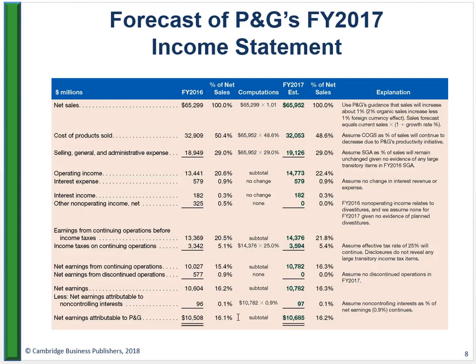Okay, fair enough. Now moving down to the second line item there, cost of products sold, the analyst forecasts a drop in cost of products sold from last year's 50% of sales to this year's 48% of sales, plus a little bit. And the explanation that they give is to assume cost of goods sold as a percentage of sales will continue to decrease due to Procter & Gamble's productivity initiative. Now, where did they gain insights into Procter & Gamble's productivity initiative? Well, this was probably explained and elaborated on by management in some of their quarterly earnings calls.